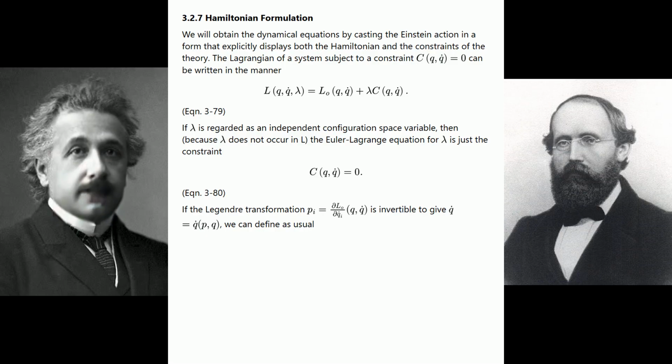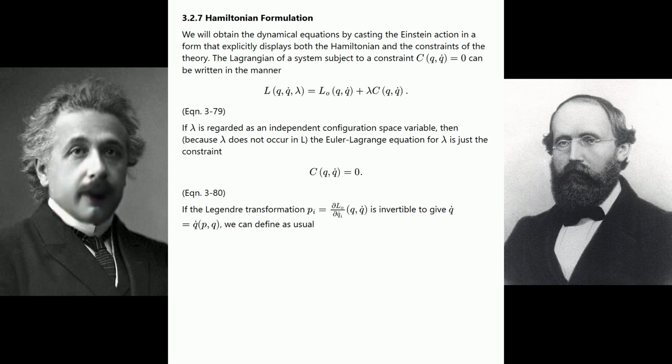The Lagrangian of a system subject to a constraint C(q dot) equals 0 can be written in the manner of equation 3-79. If lambda is regarded as an independent configuration space variable, then, because lambda does not occur in L, the Euler-Lagrange equation for lambda is just the constraint equation 3-80.